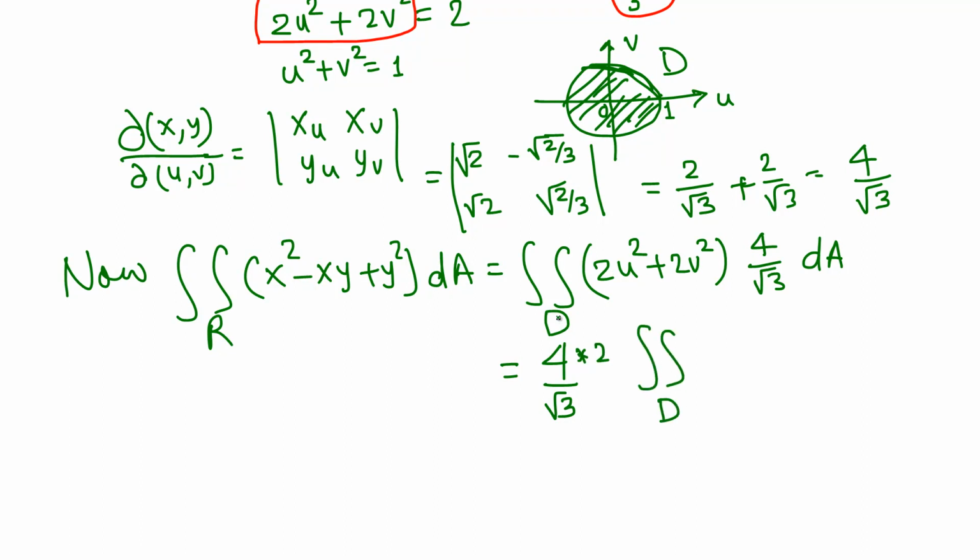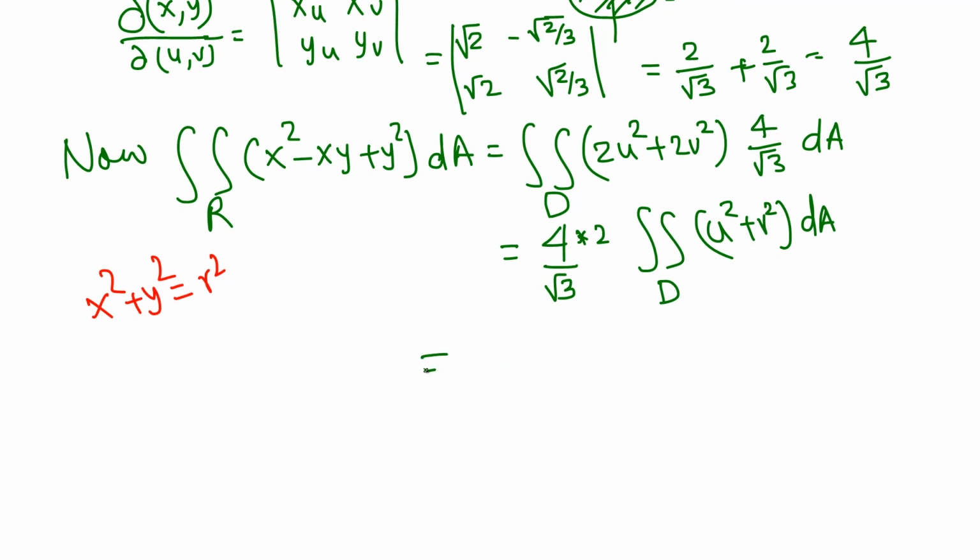That's 4 times 2, 8. And we have this region D, which is a circle. u squared plus v squared dA is like x squared plus y squared, and on a circle, we know that x squared plus y squared in terms of polar coordinates is r squared. Recall x squared plus y squared is just r squared. Here r goes from 0 to 1, and the angle goes from 0 to 2 pi. So this double integral can be written with dA as r dr d theta. This is r squared, r from 0 to 1, theta outside, theta from 0 to 2 pi.